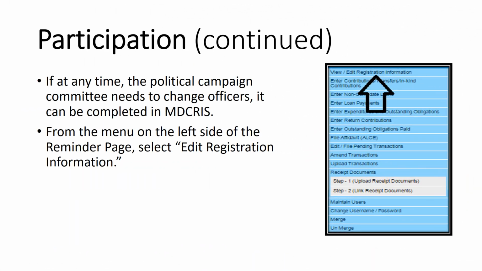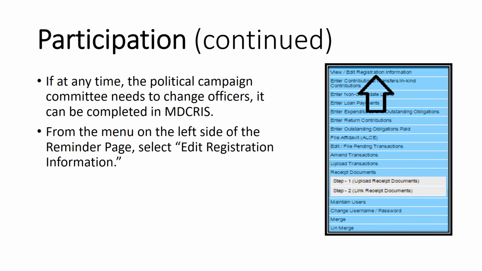If at any point during your campaign you have to edit your registration, meaning you have to change your chairman or treasurer or your bank account information, this can be done through MD CRIS. On the left-hand side, once you log in, you can see Edit View Registration Information. There, it will take you to the screen where you will be able to enter in all the changes necessary.